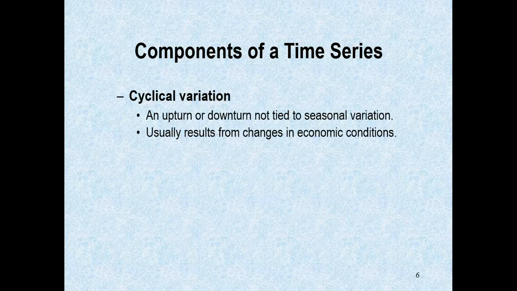The third component of a time series is called cyclical variation. Cyclical variation is kind of like an upturn or downturn. It's not tied to the seasons, but more tied to the economy. Have you ever heard someone say that the economy is cyclical? A lot of times if the economy's not doing well, the economist running it says, that's not my fault, the economy's cyclical. Meaning, it goes up and it goes down.